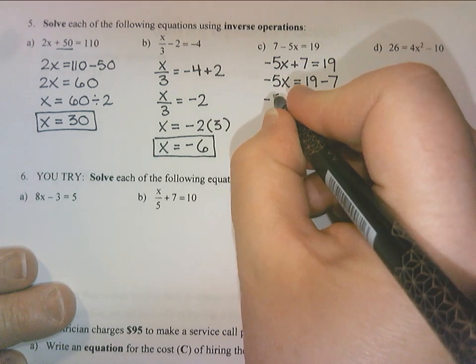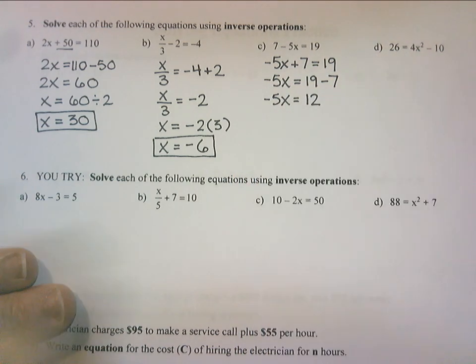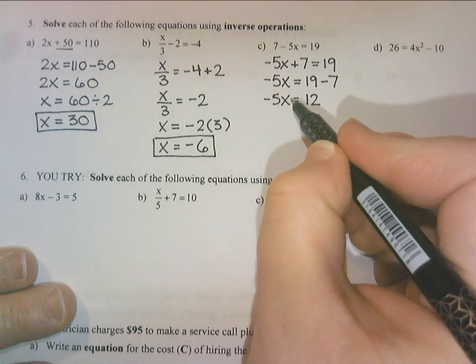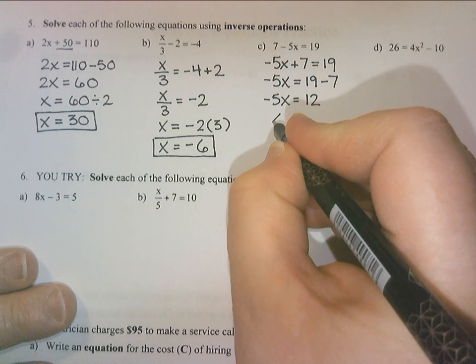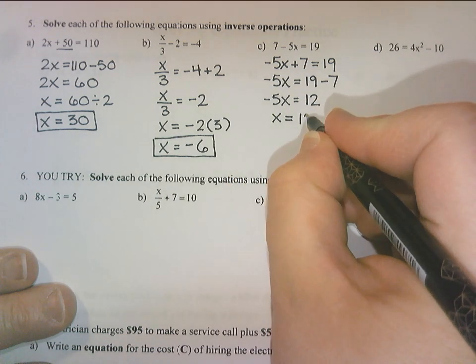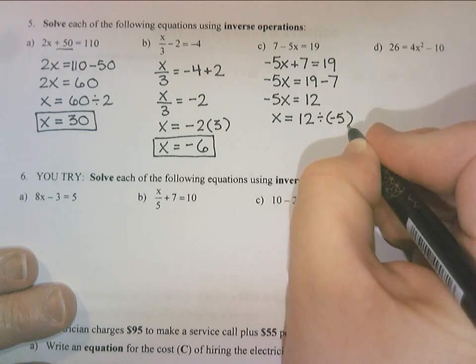19 take away 7 is 12. And then I'm going to divide by -5. So we are multiplying by -5. So to rearrange, I would do the inverse and divide by -5. It still keeps its negative sign. It's just the operation that changes.